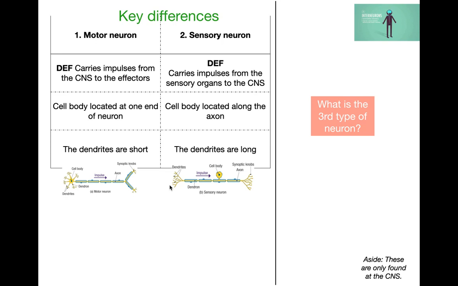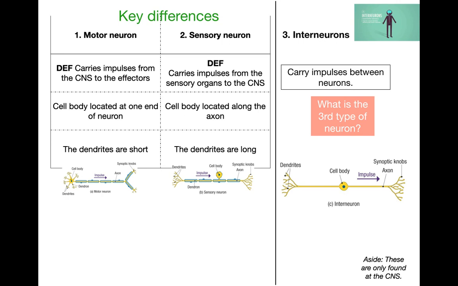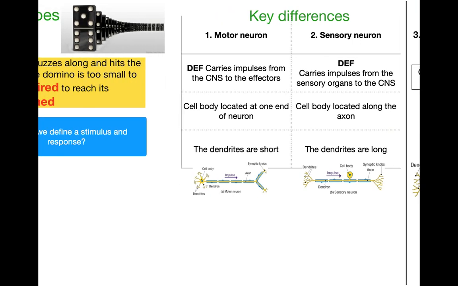Okay, the third neuron, as we talked about, is the interneuron, which carries impulses between neurons, between the motor neuron and the sensory neuron, and that's mainly found in the central nervous system. Okay, so remember we looked at that the cell body there is found in the middle of that neuron. Okay, so hopefully everything there is okay with you so far, carrying impulse between neurons.